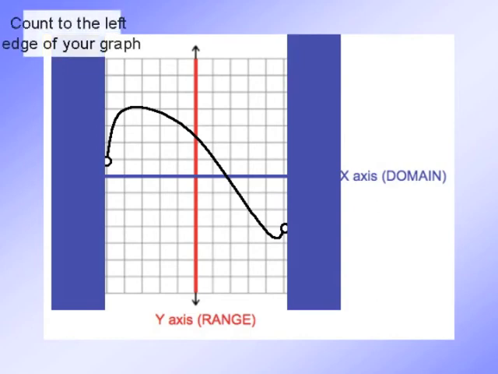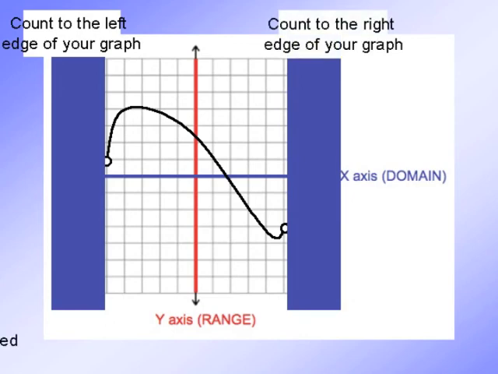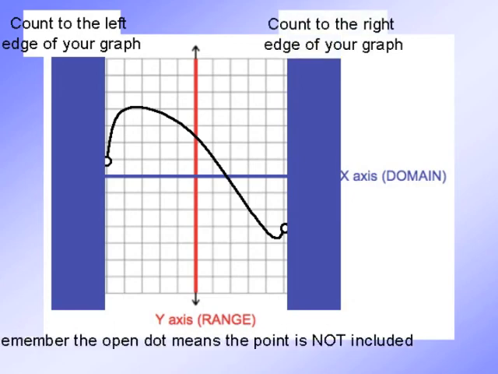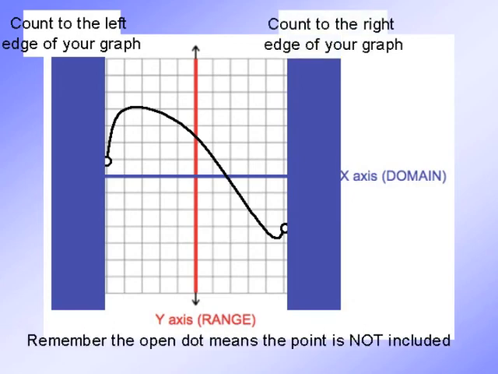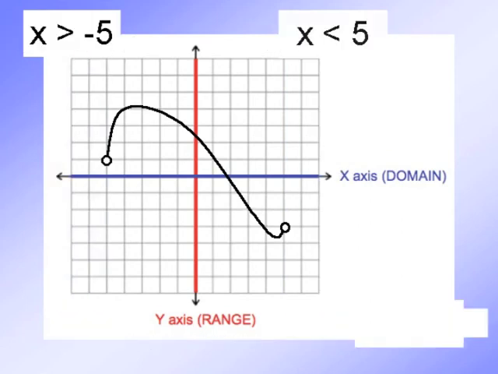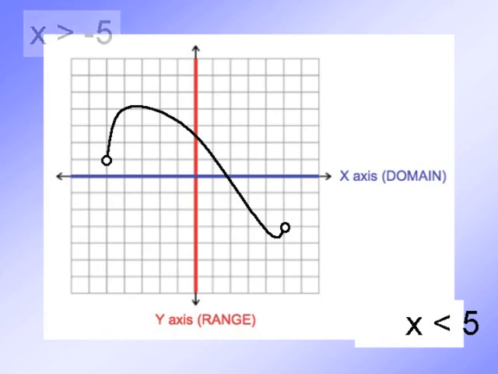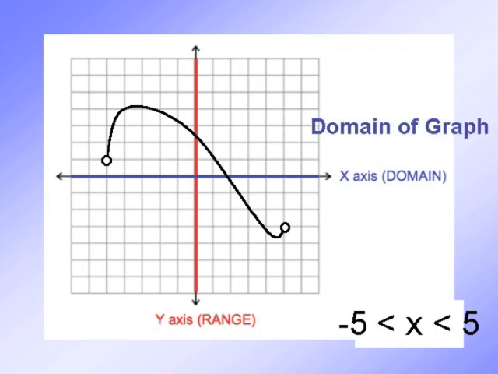Notice that both ends of the graph have an open point. This means that the point is not included in our answer. When we count to the far left of our graph, we will come up with x is greater than -5. When we count to the far right of our graph, x is less than 5. When we put it in our final in-between symbols, we will have -5 < x < 5, and that is the domain of our graph.